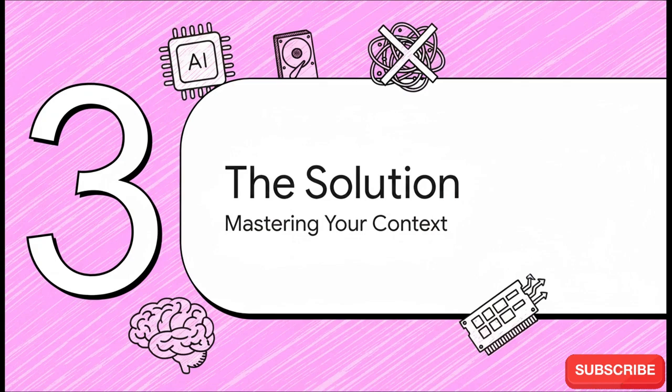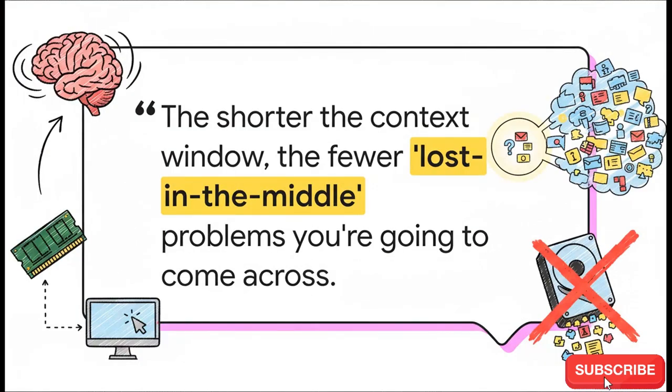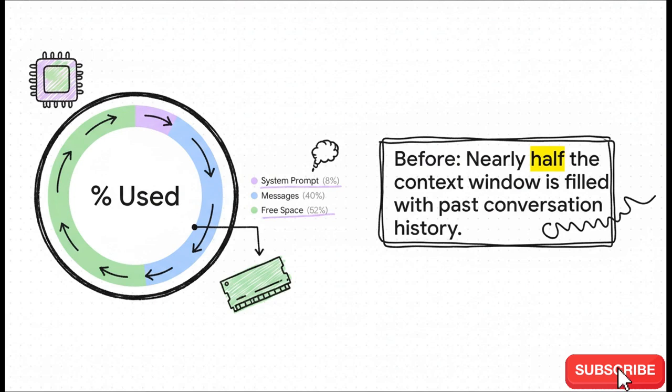Well, the solution isn't about the tool you use. It's about your technique. It's about consciously, actively mastering your context. The core strategy is right here. Just like us, these models work way better when they have less, more focused information to deal with. Your goal should be to keep your context lean, clean, and totally relevant to the specific problem you're trying to solve right now. Let's look at a real example of this in action.